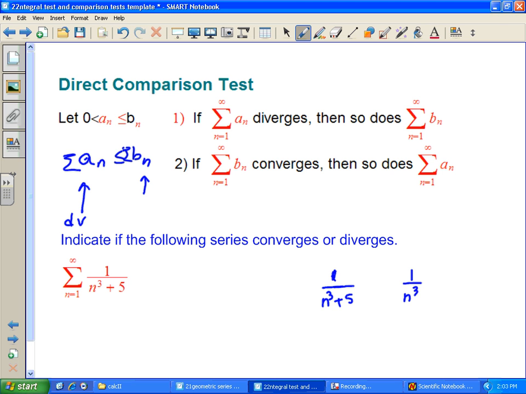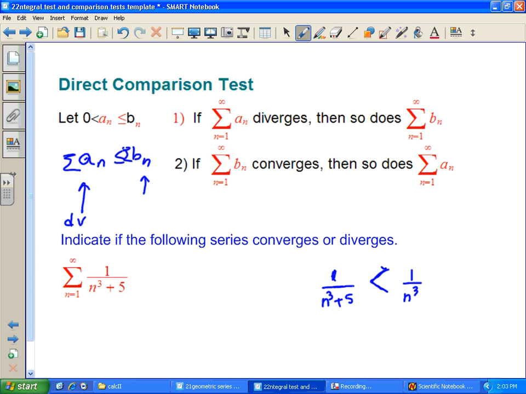1 over n cubed is bigger, right? So I'm going to put this is smaller than that, because over here you're dividing by something greater than that, right? So you're dividing by something greater, the ratio will be smaller. So this is smaller than that. Would everybody agree? So the idea is when they give you something like n cubed plus 1, you try to compare to something you already know.